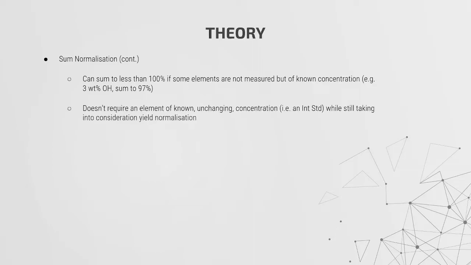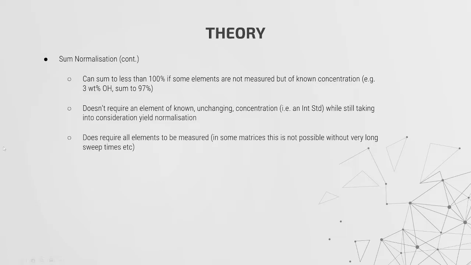As I mentioned, it doesn't require an element that is known unchanging, that is an internal standard, but it still takes into consideration this yield normalization. However, it does require all elements that we can't assume something about, that we can't assume their concentration. All of those need to be measured. And especially in the geosciences, this means that you could be measuring tens of elements. In the example data set that we've got today, there's about 50 elements, and that's because you need to measure every element that you can't assume some value for.